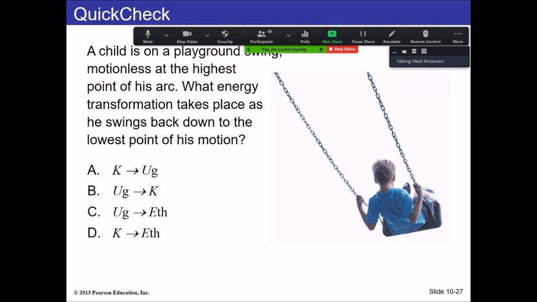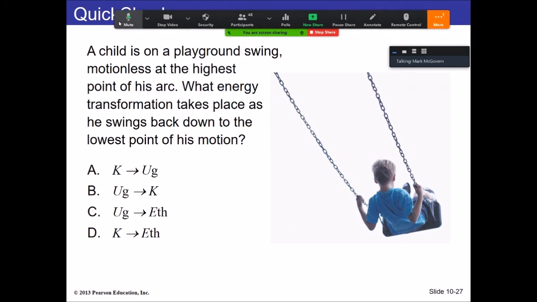And that's the whole strategy in our problems, is keeping track of the energy. That's it. All right, now I have a question for you. A child's on a playground swing. The motion at its highest point of its arc. What energy transformation takes place as he swings down to the lowest point of the motion?